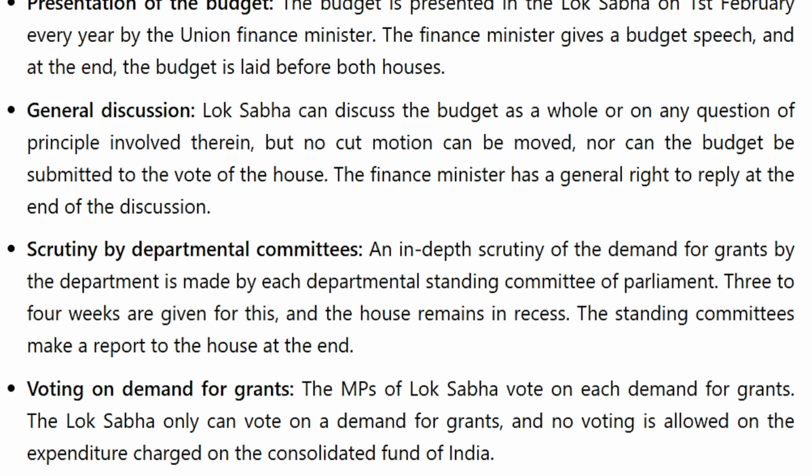Scrutiny by departmental committees. An in-depth scrutiny of the demand for grants by the department is made by each departmental standing committee of Parliament. 3 to 4 weeks are given for this and the House remains in recess. The standing committees make a report to the House at the end. Voting on demand for grants. The MPs of Lok Sabha vote on each demand for grants. The Lok Sabha only can vote on a demand for grants and no voting is allowed on the expenditure charged on the Consolidated Fund of India.